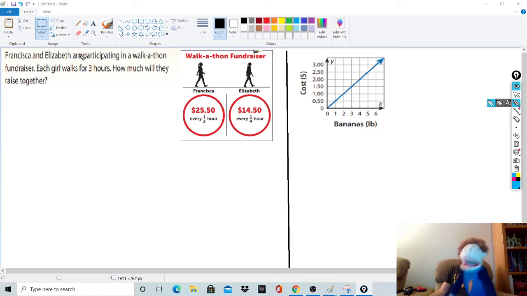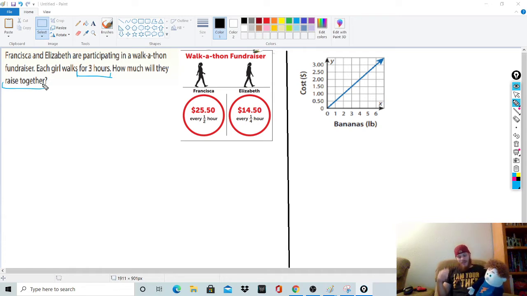All right. So Francisca and Elizabeth are participating in a walkathon, right? Every school does jogathons and walkathons, right? Oh, yeah, I remember those. Yeah, cool. Fundraiser. Each girl walks for 3 hours. Ooh, that's interesting. How much will they raise together? Okay, so this is about raising money. Each girl's walking for 3 hours. That tells me this is going to be a unit rate problem.